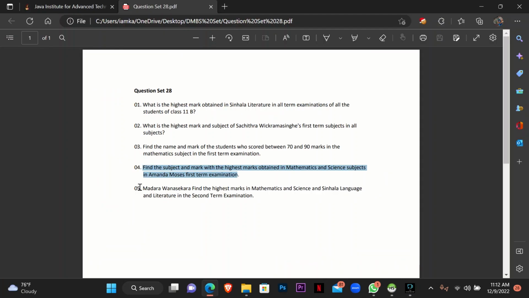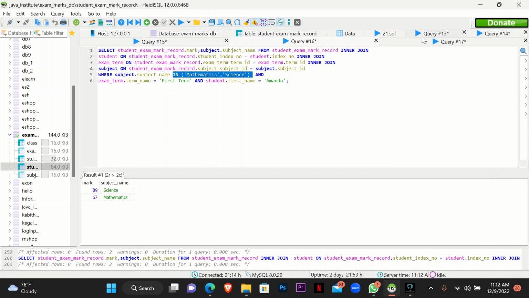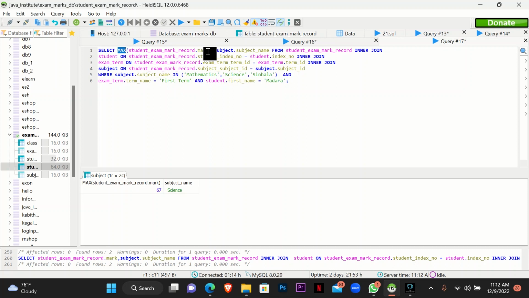Okay, in my last question they are asking, for Madara Wanasekara, to find the highest mark in mathematics, science and Sinhala language and literature in the second term examination. Now we have to find the highest mark from three subjects. So here, when writing that query, I have used the max function. Then I have selected the max mark from the student exam mark record, and here I have selected the subject name from the subject table.